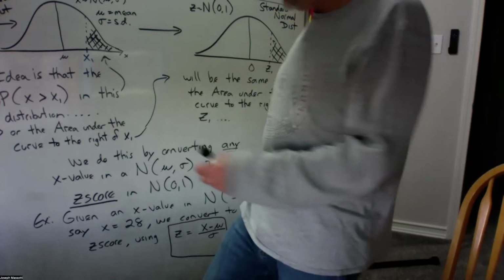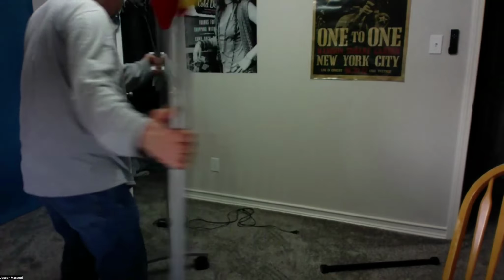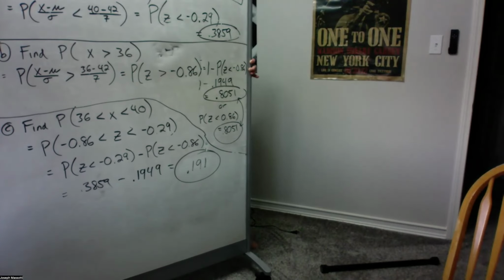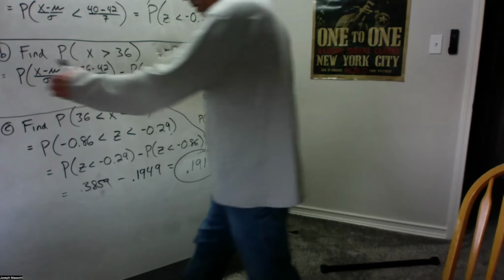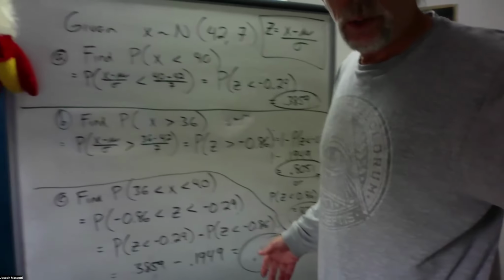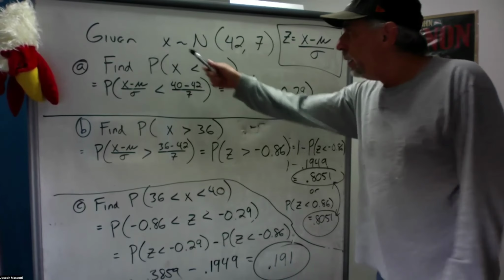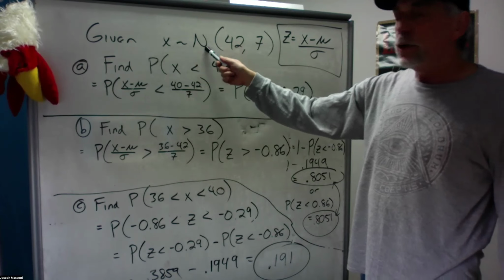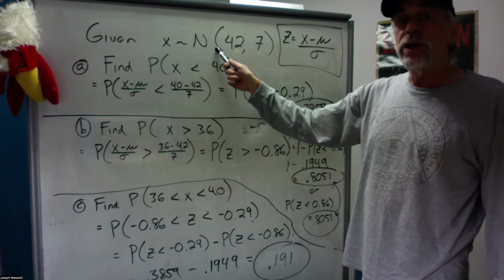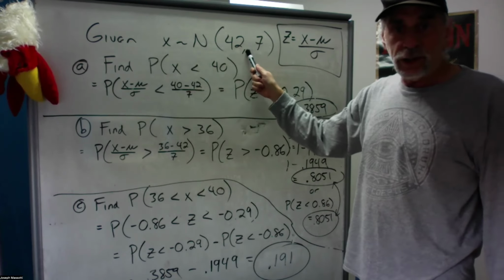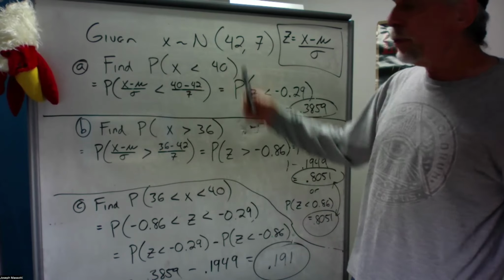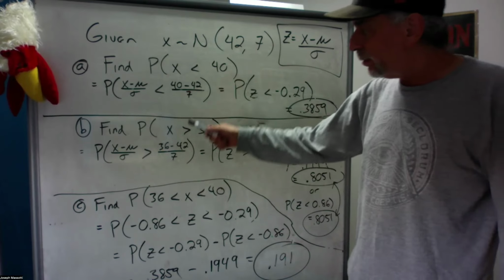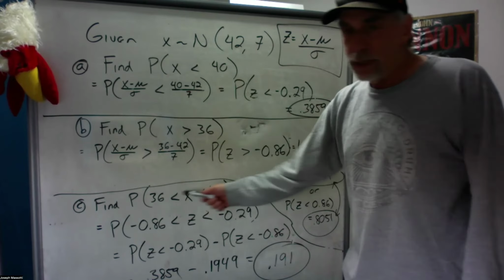So let's look at a specific example here. We're looking at a normal distribution. We're saying X is a random variable distributed in a normal distribution with a mean of 42 and a standard deviation of 7. So we'll do all three possible questions: less than a number, greater than a number, between two numbers, okay?